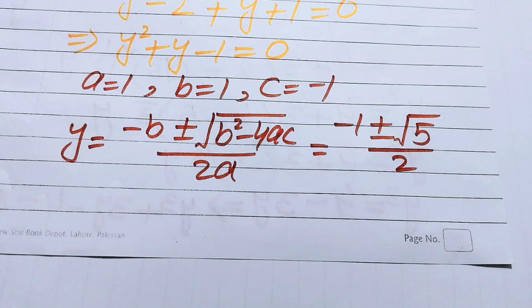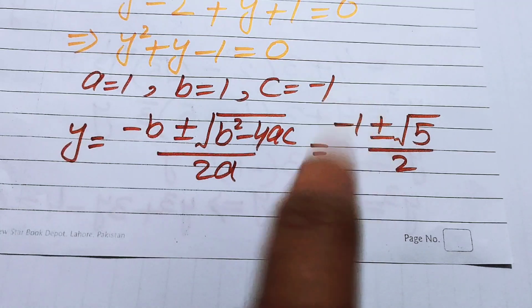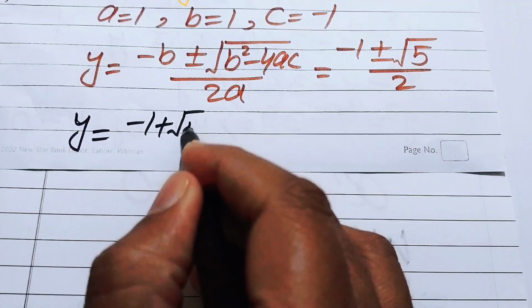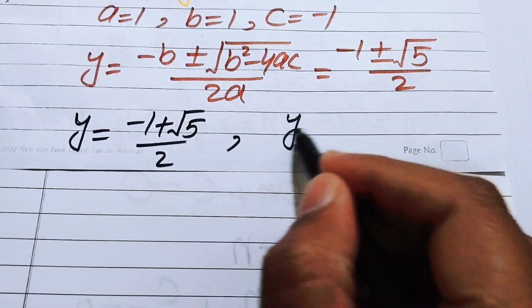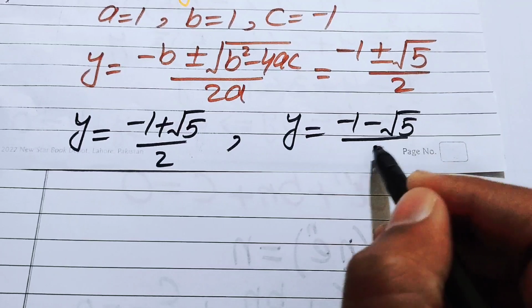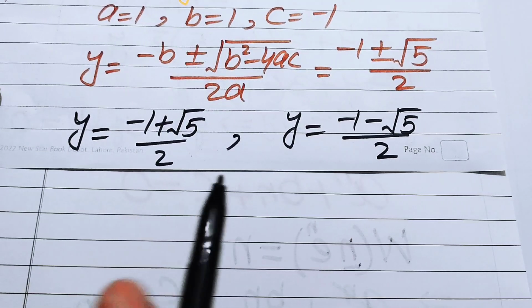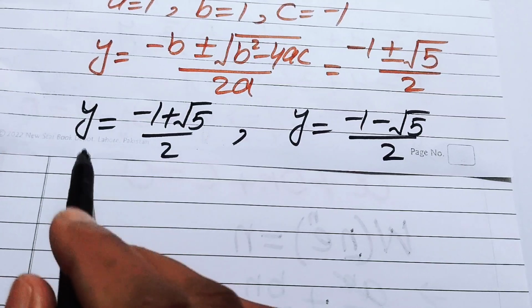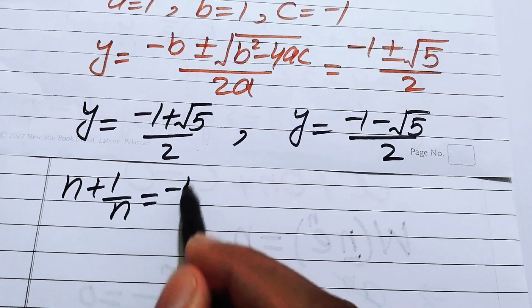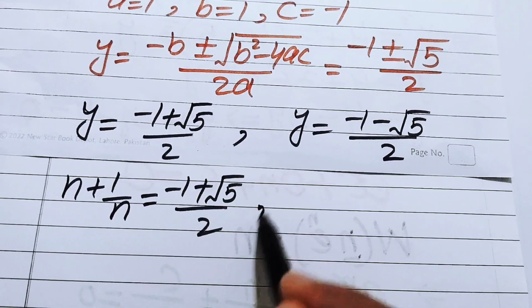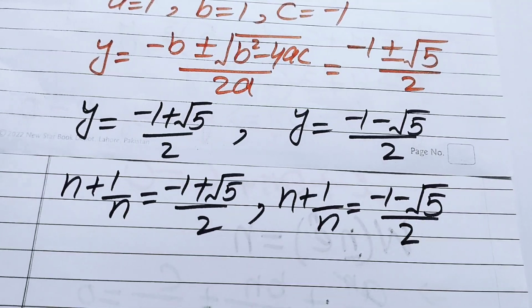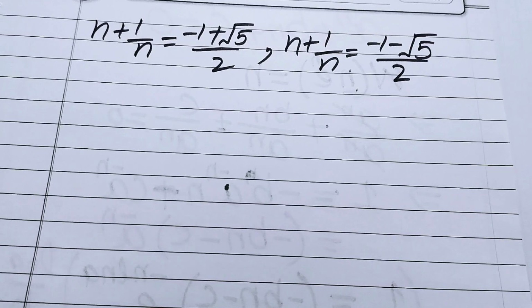So now we divide the value of y into two cases because it has ±. So we break this ± sign in this form: y = (−1 + √5)/2, and the negative term is y = (−1 − √5)/2. And now we back substitute the value of y, and at the start of the problem we took y = n + 1/n. We back substitute this value, and you get n + 1/n = (−1 + √5)/2, and here you get n + 1/n = (−1 − √5)/2. So in the next step we just solve these two cases.